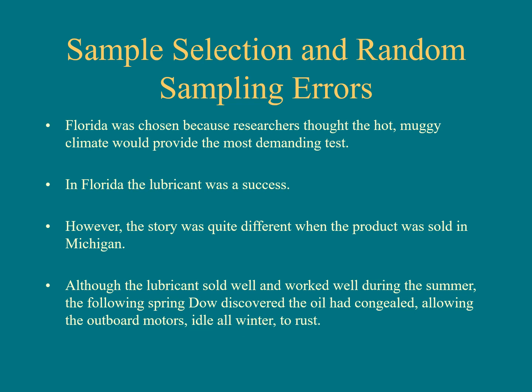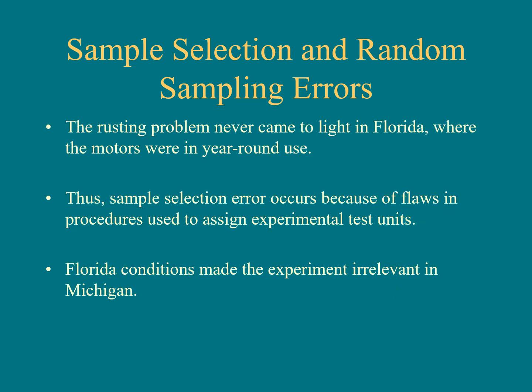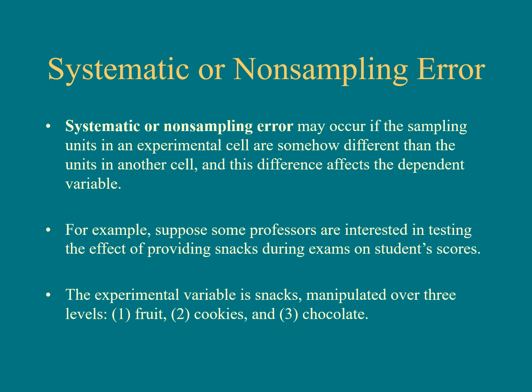Although the lubricant sold well and worked well during the summer, the following spring Dow discovered the oil had congealed, allowing the outboard motors idle all winter to rust. The rusting problem never came to light in Florida, where the motors were in year-round use. Thus, sample selection error occurs because of flaws in procedures used to assign experimental test units. Florida conditions made the experiment irrelevant in Michigan.